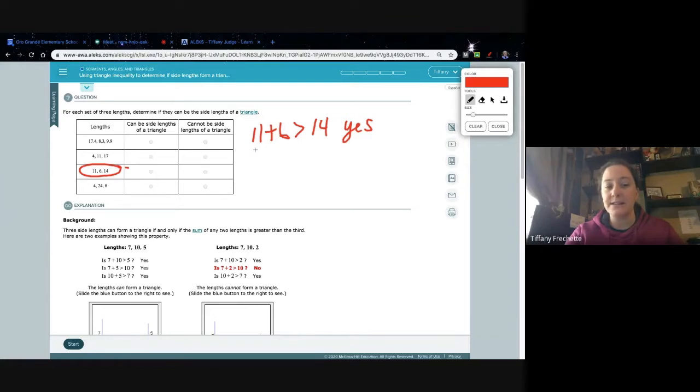So I did 11 plus 6. I'm going to do 6 plus 14. Is that greater than 11? Sorry, that should be a 14. Is that greater than 11? So 6 plus 14 is 20. That's definitely greater than 11.